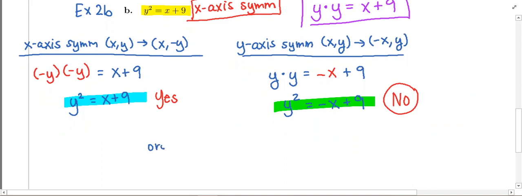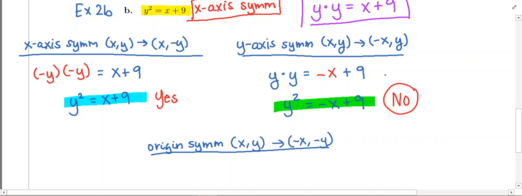Finally, we need to do the origin symmetry test. So to test for origin symmetry, we need to make both replacements. If you start with a point x, y, both x and y need to change sign. So what we're going to do here is go to our purple box. You need to replace x with negative x and y with negative y. So we will get, instead of y times y, negative y times negative y. That's got to equal, instead of x, you're going to write down negative x and then tack on the plus 9.